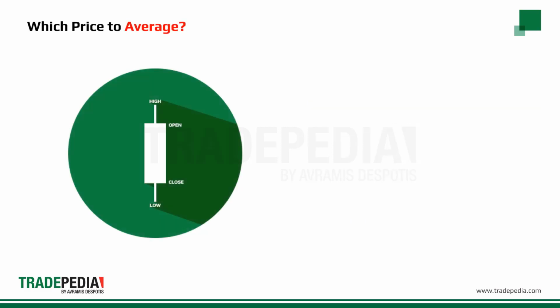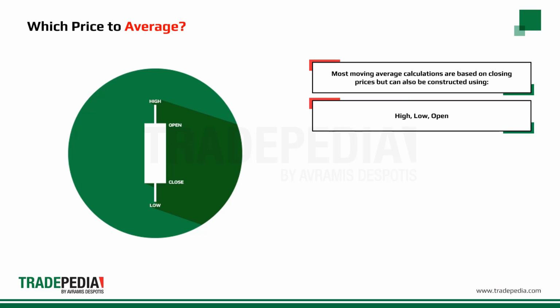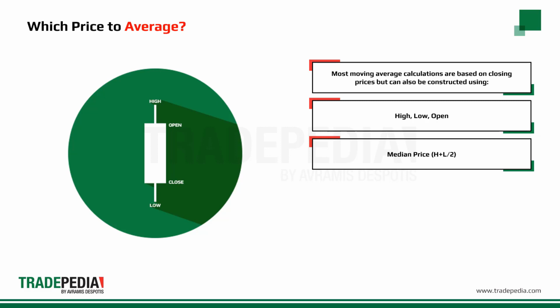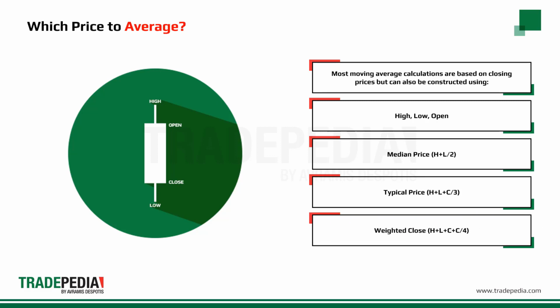Another thing to consider is which price to average. Since the closing price is considered to be the most important price by the majority of market participants, most moving average calculations are based on closing prices, but can also be constructed using the high of the period, the low, the open, or even the median price, which is high plus low over 2, the typical price, which is high plus low plus close over 3, or the weighted close price.